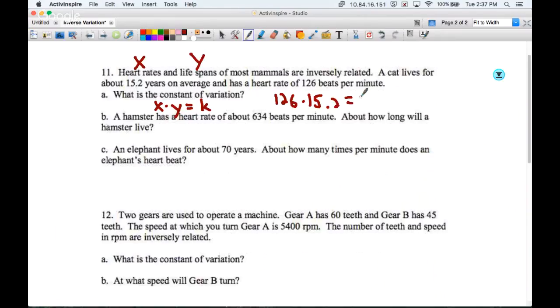126 times 15.2, we get 1,915.2. The unit for this is kind of tricky. It would be like beat years per minute, but it's just our constant k. We'll just call it k.